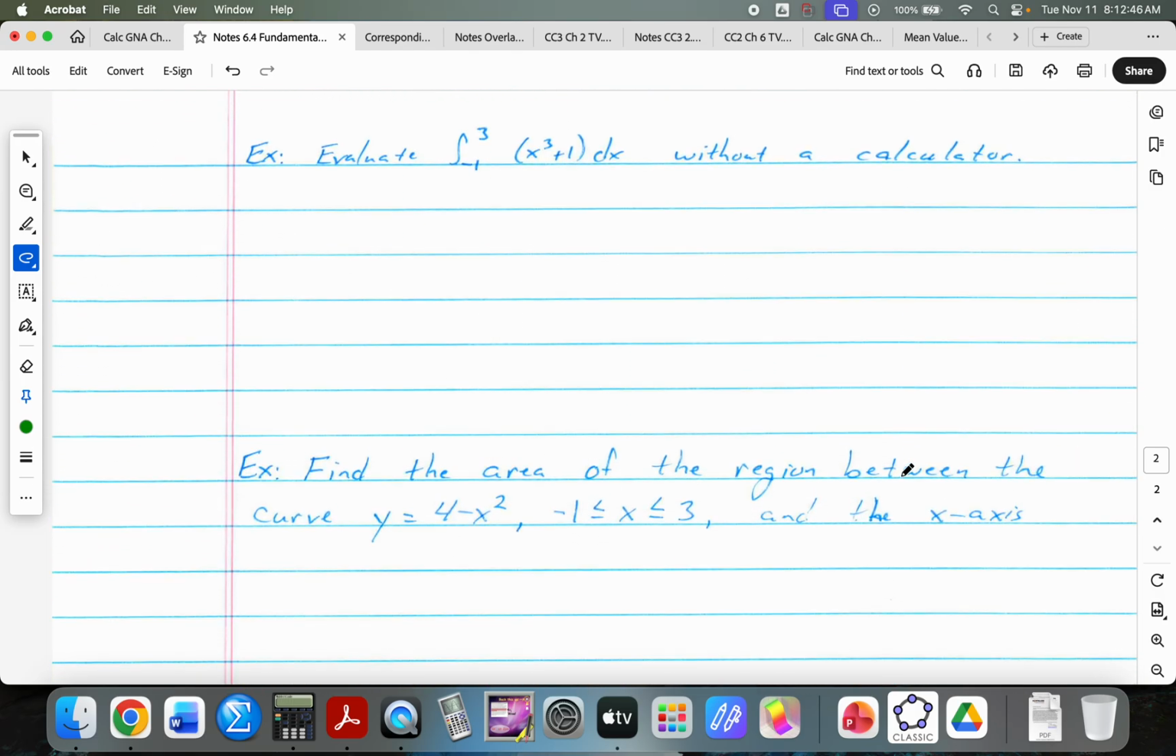All right, so let's try this. Evaluate the integral from -1 to 3 of x cubed plus 1 dx without a calculator. Up until now, we've always used a calculator for this. So first, I want to find an antiderivative for x cubed plus 1. What can I take the derivative of that would give me x cubed plus 1?